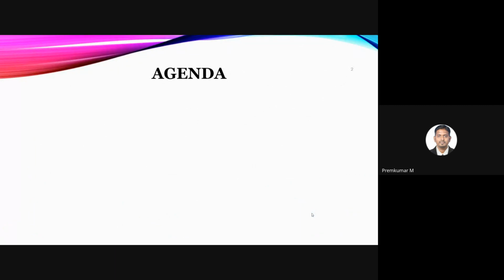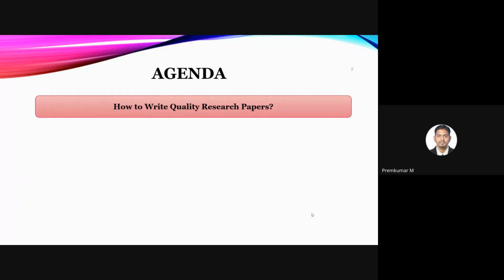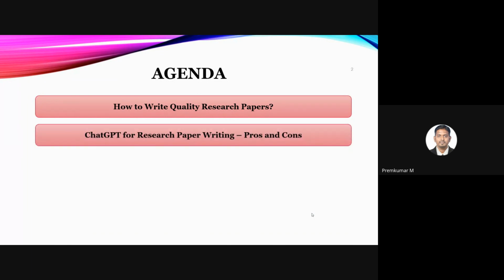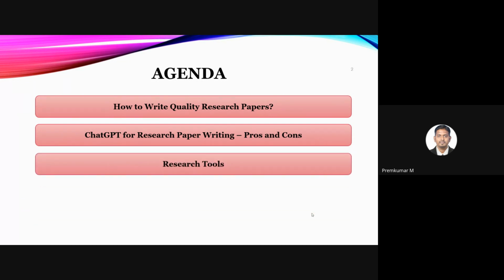In today's discussion, I'll be talking about how to write quality research papers and ChatGPT. I included it particularly because nowadays many people have started using this AI tool for research paper writing. So I'll be talking about the pros and cons of ChatGPT, and I'll also show some alternate tools apart from ChatGPT for research purposes. And what are the research tools apart from these AI tools, what tools are available for writing, and for citations or reference management. So that I'll be discussing.